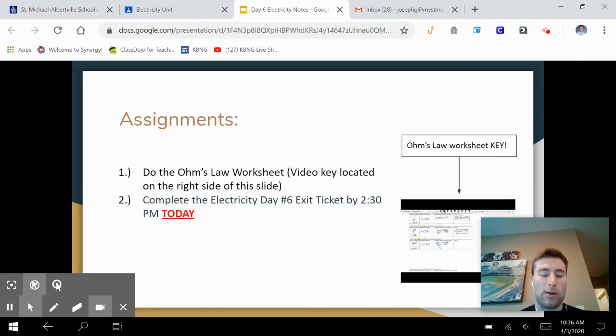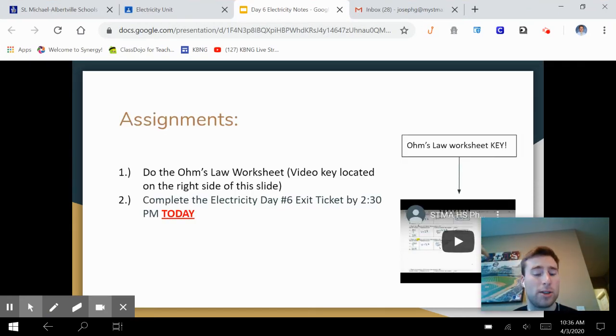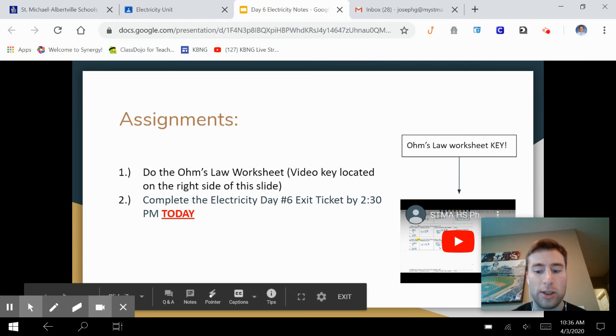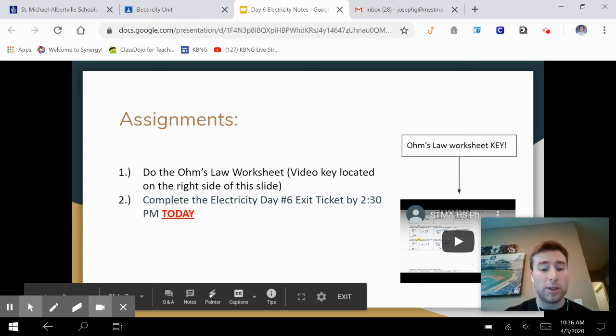All right, so finally, here's your assignment. It's the Ohm's Law worksheet. The video key is right here. So you can come and look at this video key at any point, and it'll walk you through how to do the problems. Do the problems first because you have a quiz on it tomorrow. All right, and then complete the electricity day 6 exit ticket by 2:30 today.